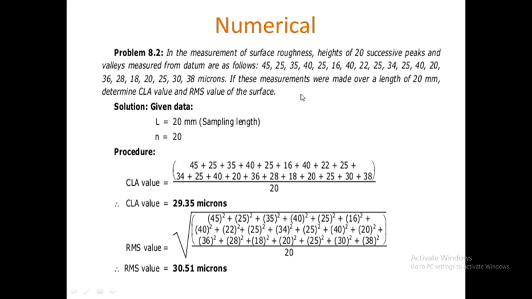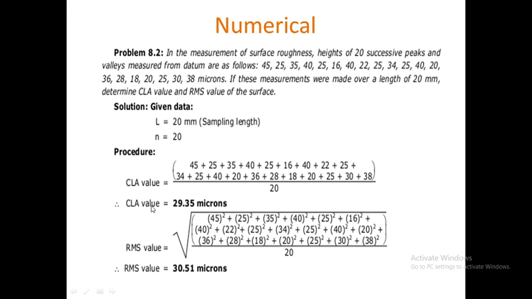So for determining the RMS value, first square all the values given in the question, then add all the values, and after addition divide it by the total number of divisions, which in this case is 20. Finally, the value obtained is put under the square root, since it is root mean square. So the final answer that we get is equal to 30.51 microns.